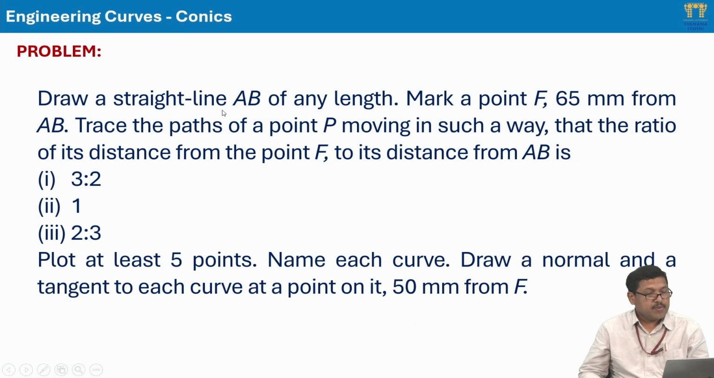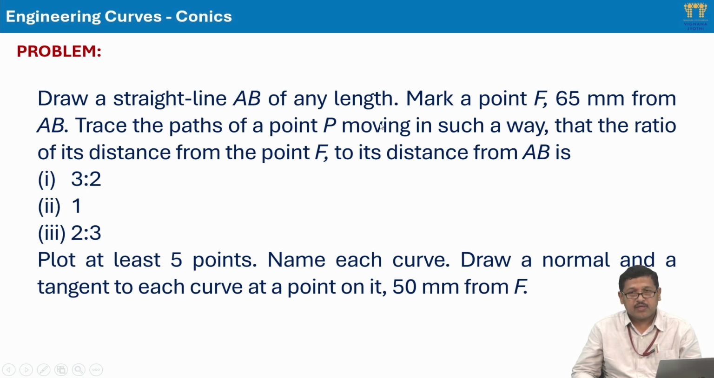So this is the problem statement wherein we have been asked to draw a straight line AB of any length and then mark a point F 65 mm from AB. So this straight line AB is the directrix and this 65 mm from directrix is nothing but the fixed point focus. So the focal length is given as 65 mm and then we have been asked to trace the path of a point P such that the ratio of its distance from the fixed point F to the straight line AB, which is directrix, is 3/2, 1 and 2/3.